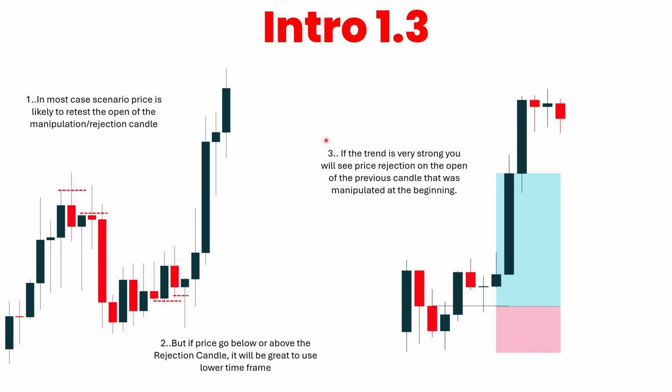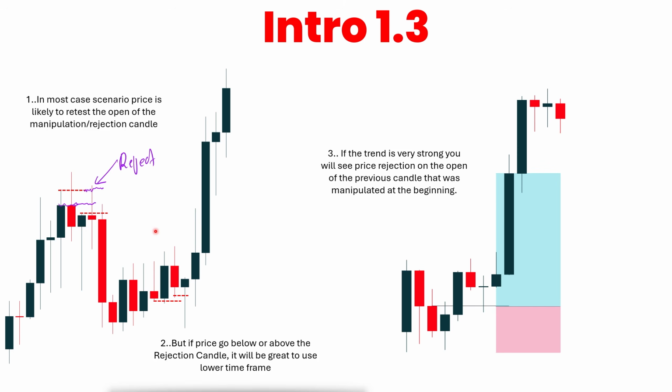So let's look at another example here. In most cases, price is likely to retest the open of the manipulation or rejection candlestick. Like this, we have the first rejection candle here, and then we have this candlestick here, followed by a second manipulation level. In most cases, you will see that price is likely to trade here or to trade here. So you will be expecting the market to reject to these levels here.